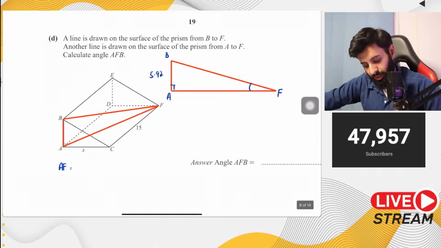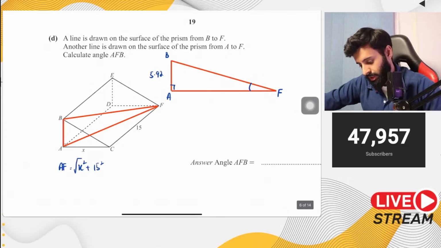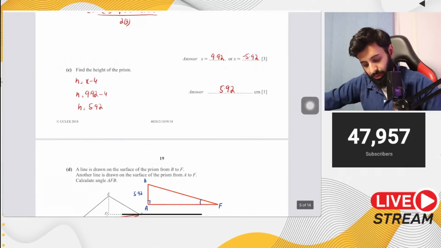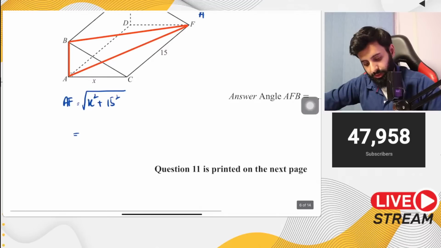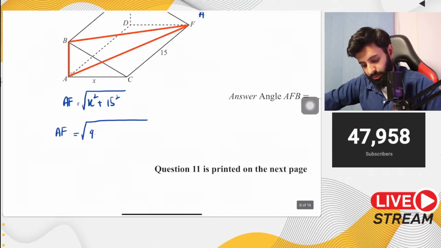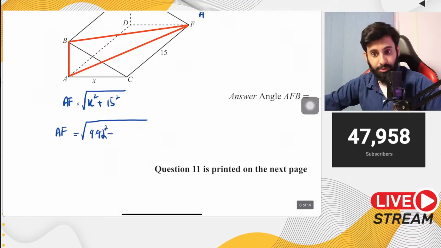We're going to do x square plus 15 square. Thankfully, we've already worked out the value of x. So we're going to go with 9.92. So that means AF equals the square root of 9.92 squared plus 15 squared.